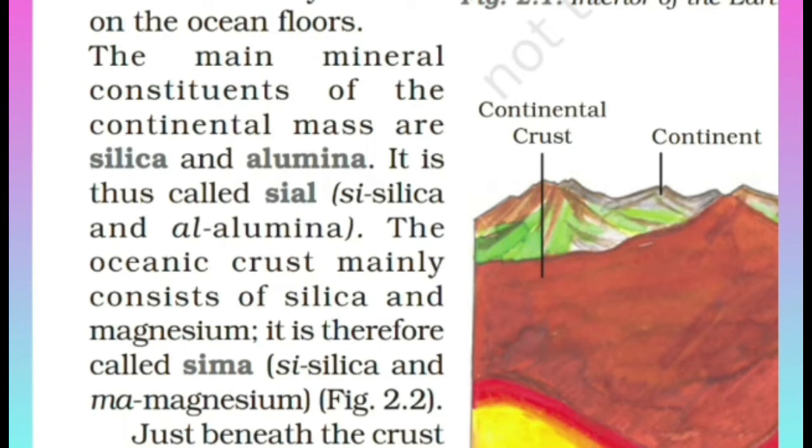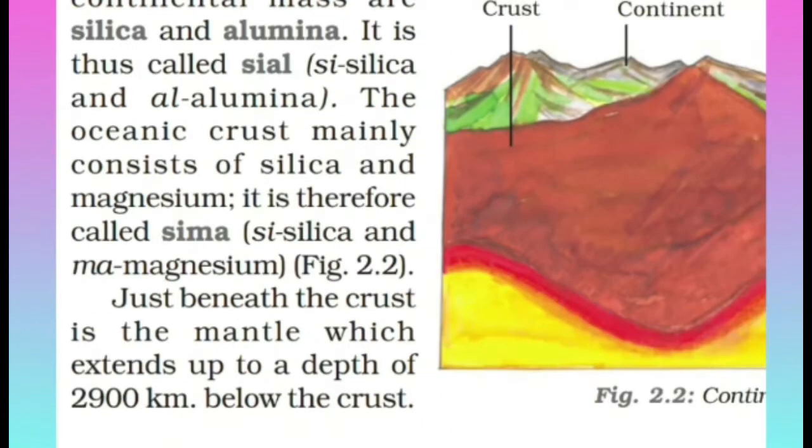These two are the main constituents of the continental crust and the oceanic crust respectively. Just beneath the crust is the mantle, which extends up to a depth of 2,900 kilometers below the crust.